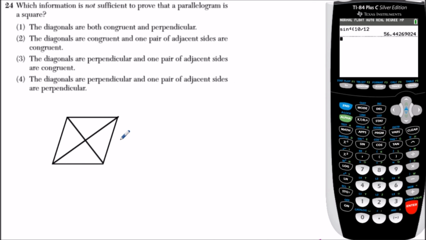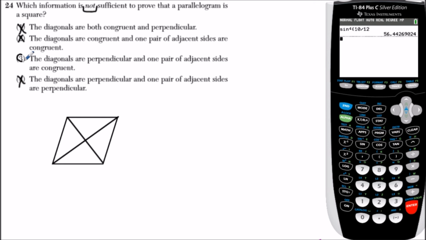Okay, so for the last question in the multiple choice, we want to know which information is not sufficient to prove that a parallelogram is a square. Now for this, you kind of have to know what the conditions are to show something is a square. And as it turns out, like choice 1, the diagonals are congruent and perpendicular is enough to show that a parallelogram is a square. The same for choice 2 and the same for choice 4. The reason why I recommend learning those concepts is because when we get to the proofs later, you do kind of have to know that stuff.